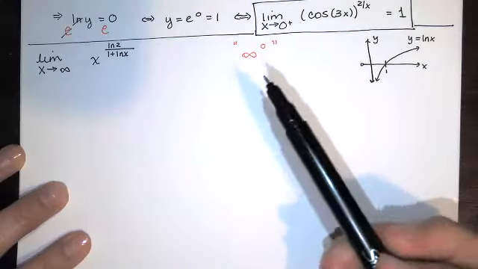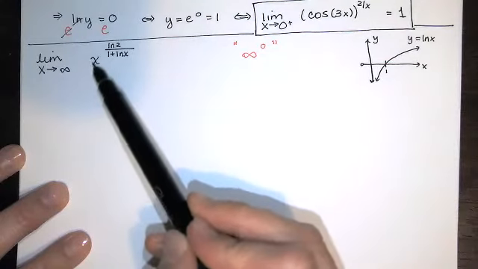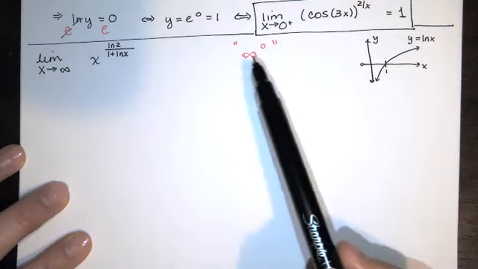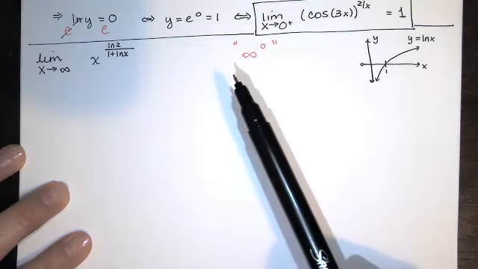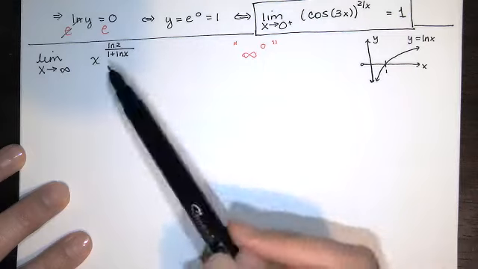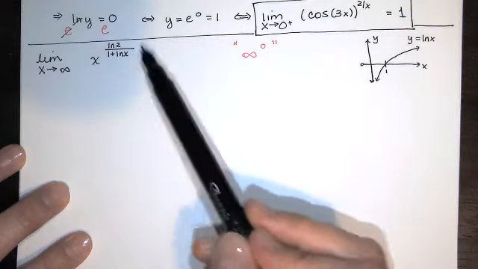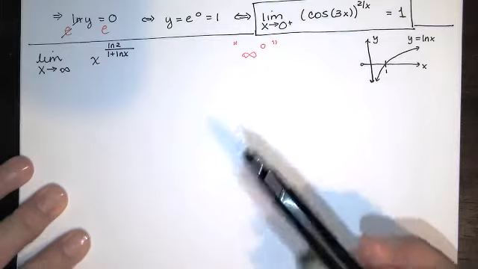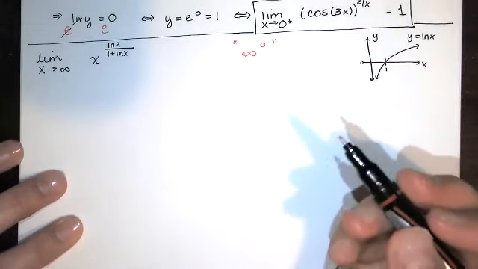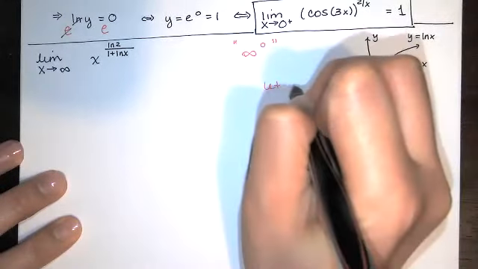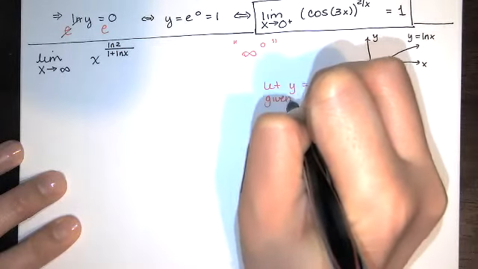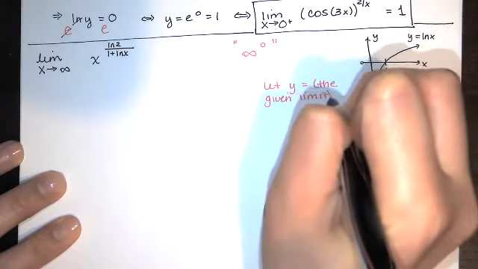If you're saying, why is that indeterminate again? If the base approaches infinity faster than this approaches 0, we might get infinity. If the exponent approaches 0 faster than the base approaches infinity, we might get 1. If the base approaches infinity at the same rate that that approaches 0, we might get some other number. So we've got more work to do. So every time you've got that exponential type indeterminate form, you let y equal the given limit, and then you take the natural log of both sides.